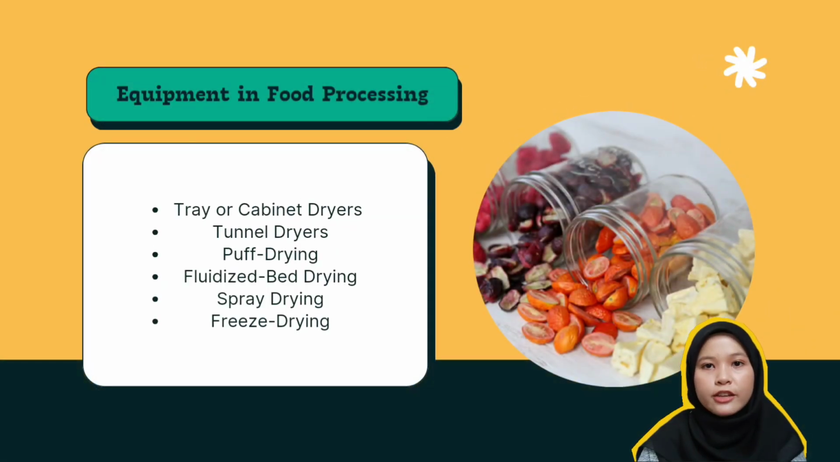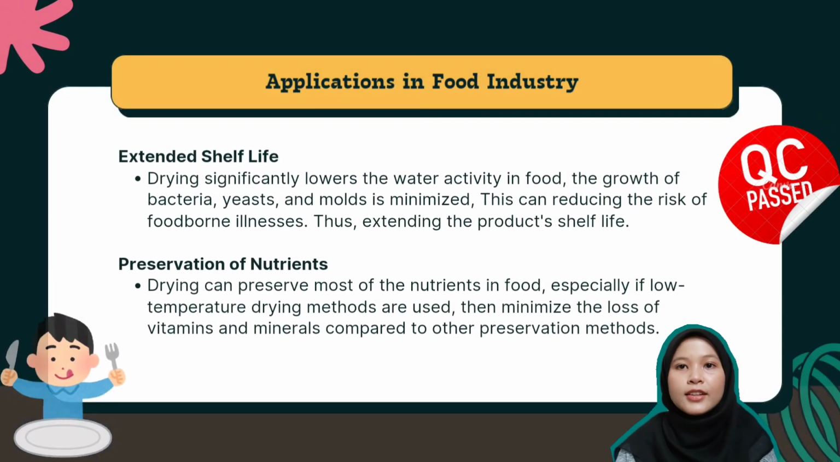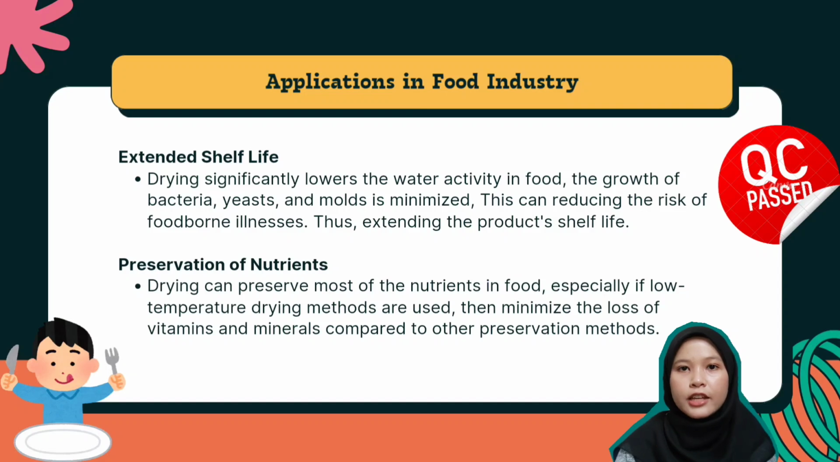Various equipment used in food processing or drying includes tray or cabinet dryers, tunnel dryers, puff drying, fluidized bed drying, spray drying, and freeze drying. Drying has several applications in the food industry, such as extending shelf life by reducing water activity, thus minimizing bacterial growth and the risk of foodborne illness.